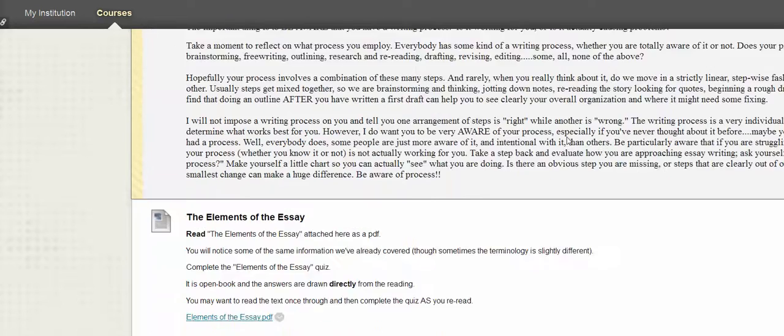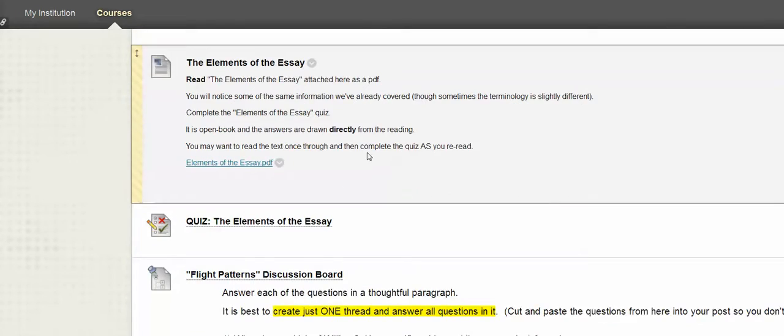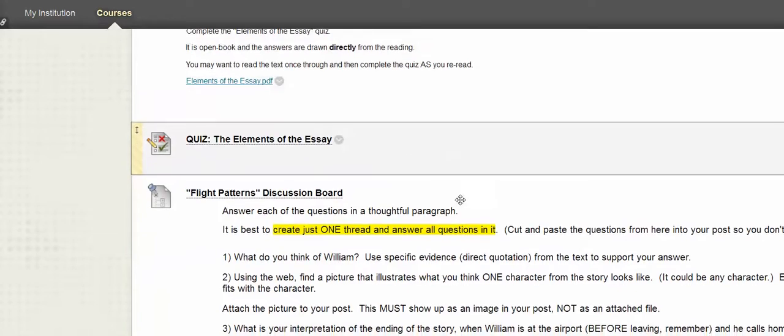in the writing process. Okay, more reading here, elements of the essay, a brief quiz, and then a discussion board focused on the short story Flight Patterns. So again, you can see we're continuing a little bit from the previous unit.